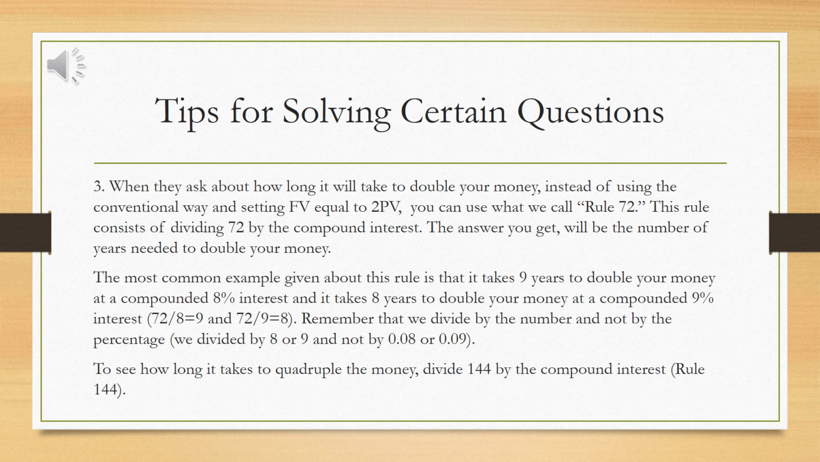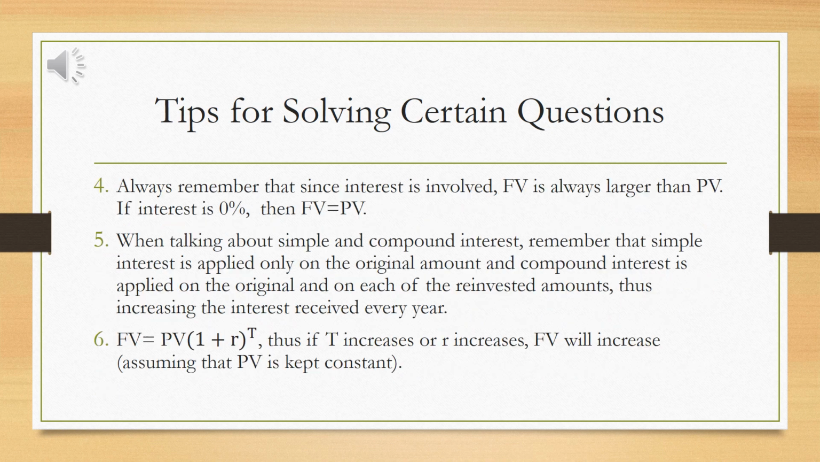To see how long it takes to multiply your money by 4, divide 144 by the compound interest. This is Rule 144. Always remember that since interest is involved, future value is always larger than present value. If interest is 0%, then future value equals present value.